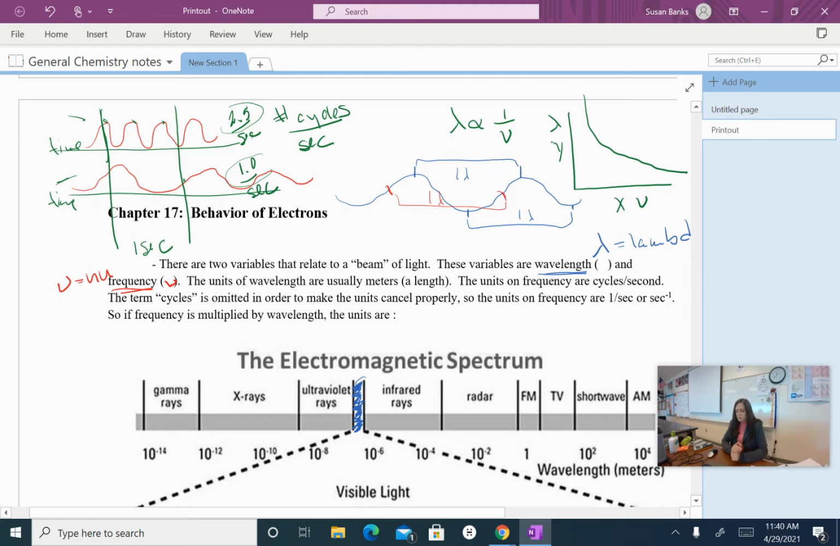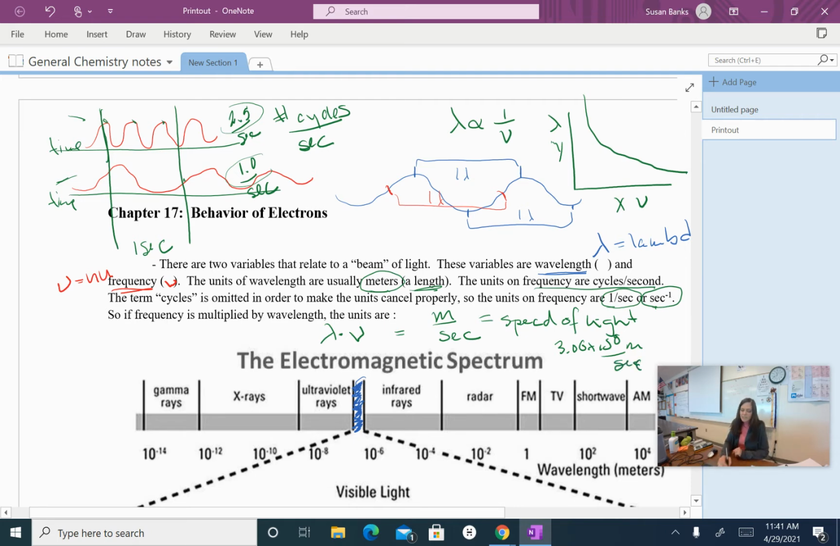Okay? So the units of frequency are cycles per second. Okay, cycles is usually omitted in order to make the units cancel properly. So really, we call them per second, or sometimes you'll see it written as s to the minus 1 for frequency. And the wavelength units are usually meters, a length. Okay, so if I multiply them together, I would get meters per second. And if I look at the unit of meters per second, that is a speed, that is a velocity. And what speed do these all travel at? These all travel at the speed of light, which is 3.00 times 10 to the 8th meters per second.